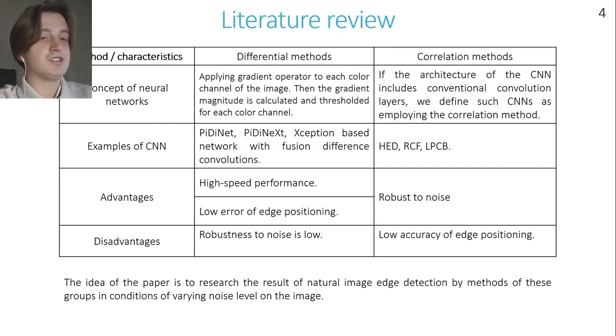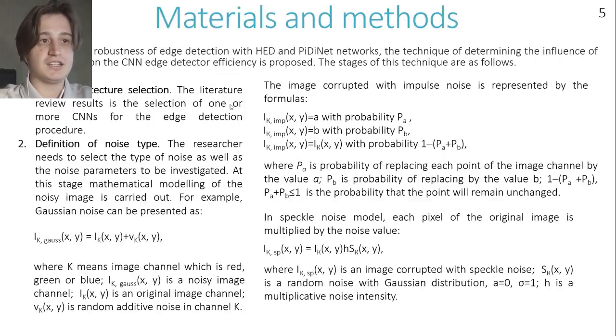Next, materials and methods. To research the robustness of edge detection with HED and PiDiNet networks, the next technique is proposed. The stages of this technique are as follows. First one, CNN architecture selection. The literature review result is the selection of one or more CNN for edge detection procedure.